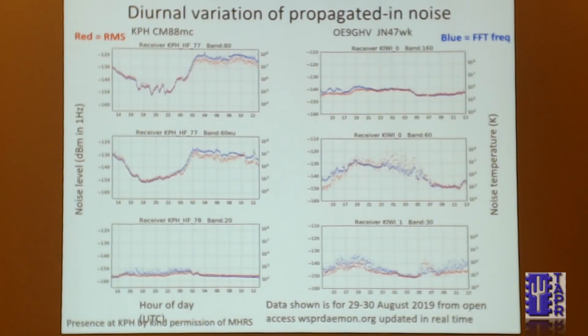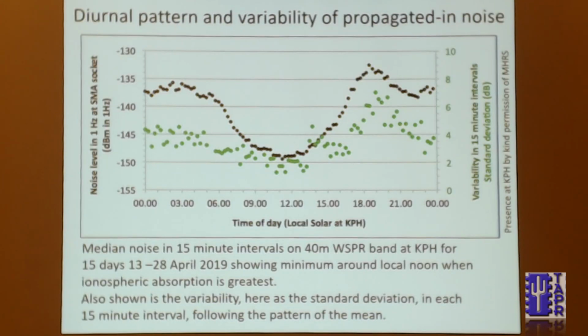Okay, so here are the results. Here's a chart that shows the results at KPH over a 24-hour period of those levels. As you'd expect, there are well-expected diurnal effects at the lower frequencies. And as you get up to the 30-meter band, you're starting to see variations between the 2 measurement techniques. So you can see this is the diurnal measurement, and this is the delta, in other words, how much variation there is.